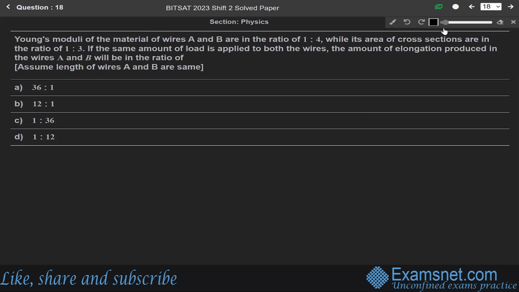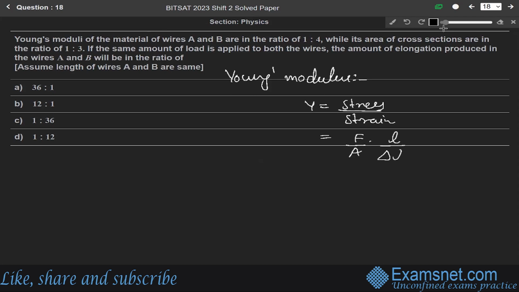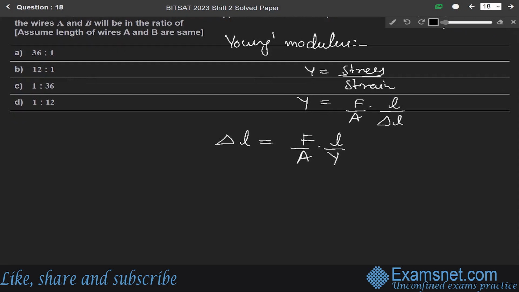So first of all, we know that Young's modulus Y is equal to stress over strain. It is equal to force over area into original length over elongation of length. So from here, elongation of length ΔL will be equal to F over A into L over this Young's modulus Y. Here L is the original length, ΔL is the elongation.